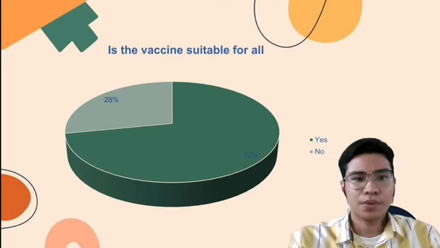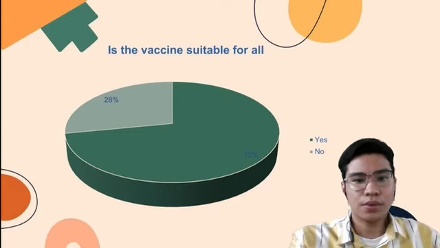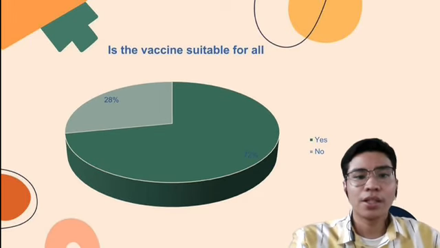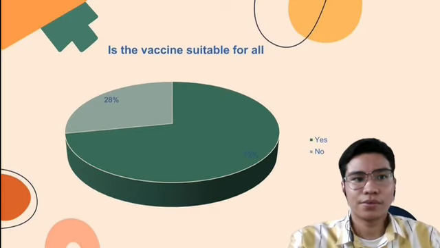Okay, this is the last pie chart from me, where we asked a question based on student opinion. The question is: is the vaccine suitable for all ages? As we can see in the data of the pie chart, 72% of students agreed, while the other 28% of students disagreed. Thank you.